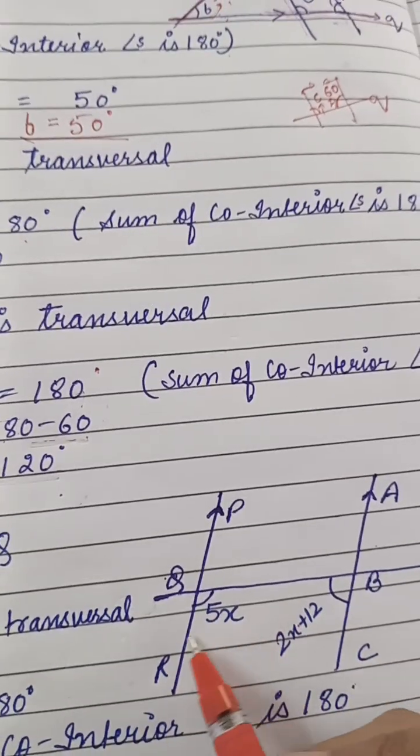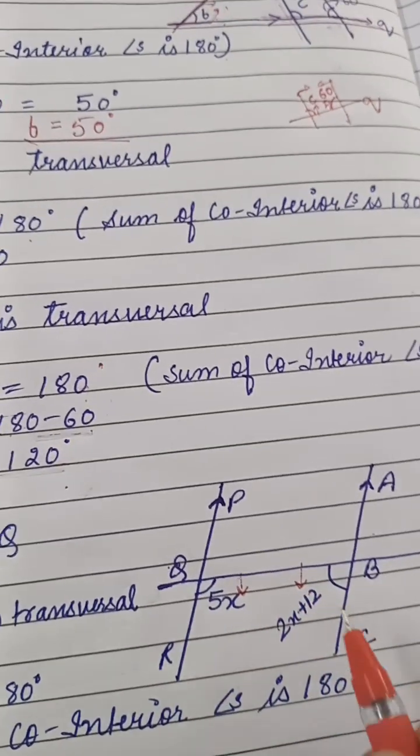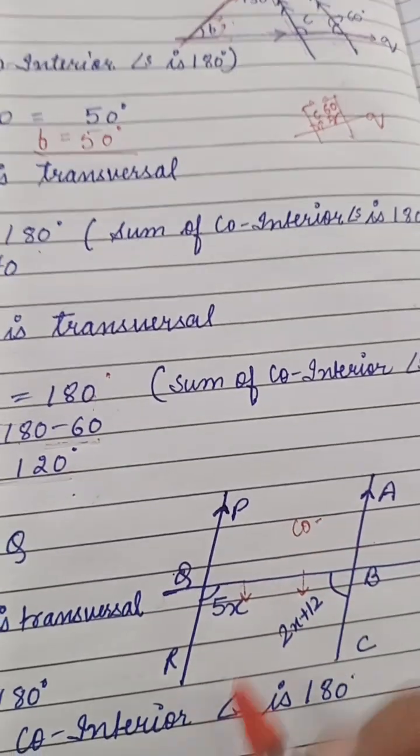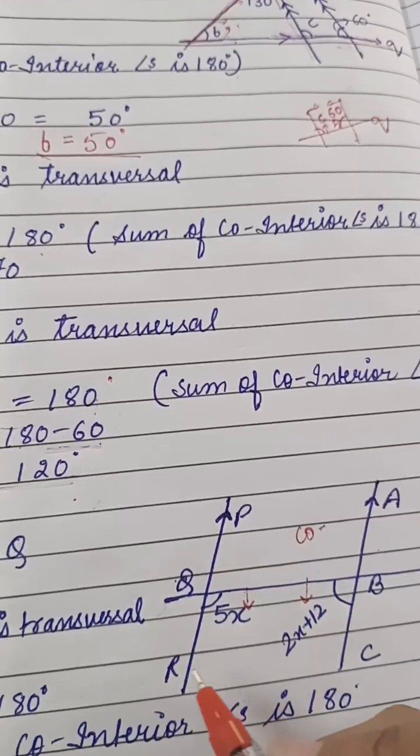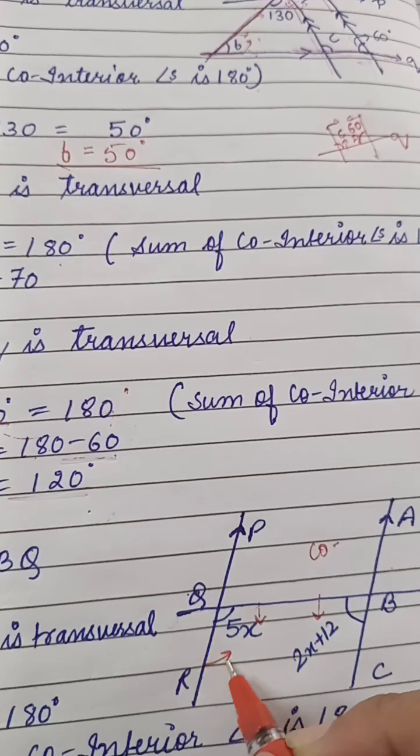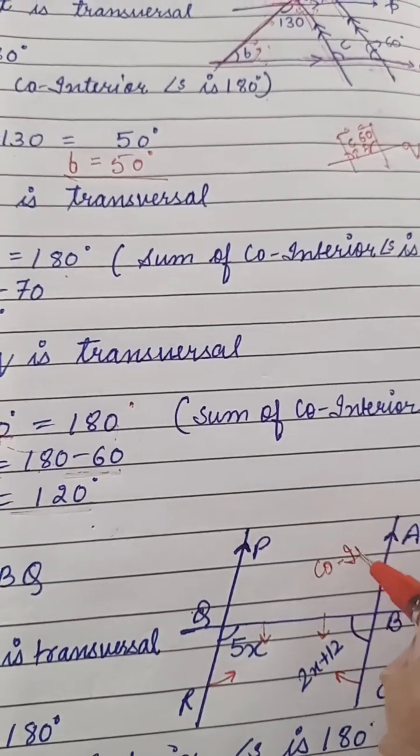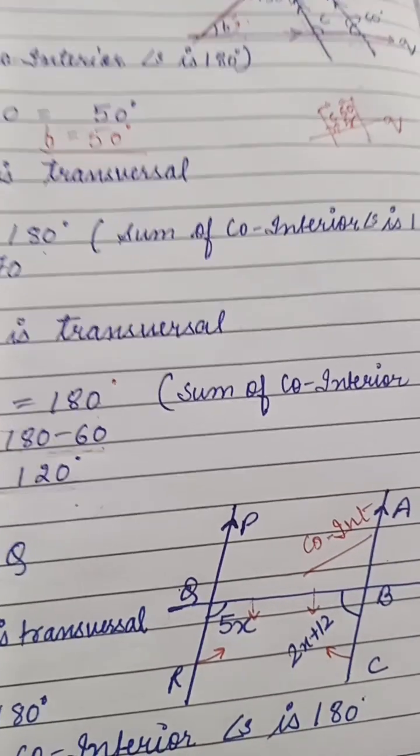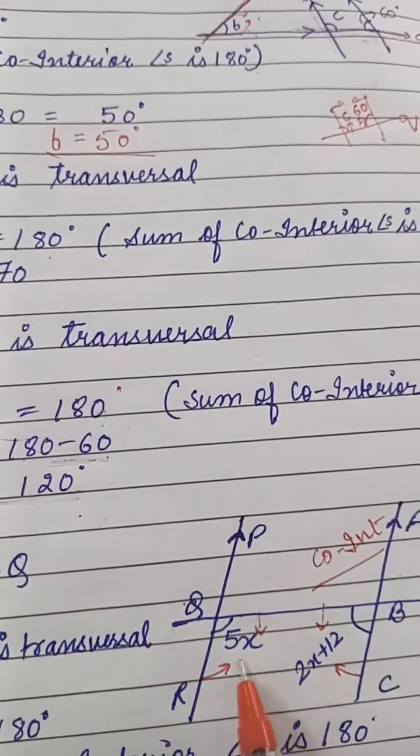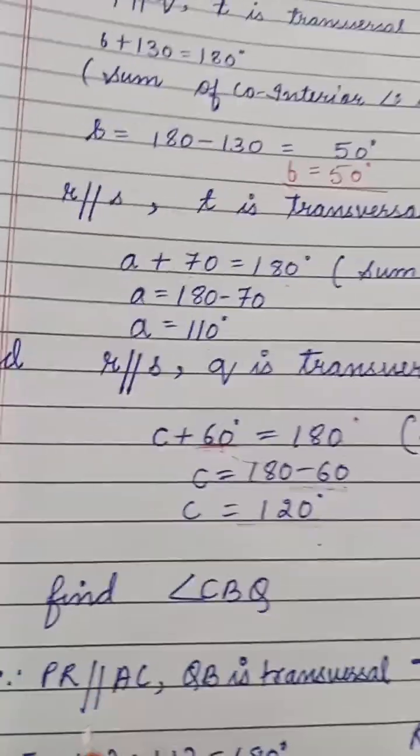Again, we will check the angles. They are on the same side of the transversal. Same side means co. And we will check whether they are in the interior of the parallel lines or not. Check this. Yes or no? They are in the interior. So they are forming co-interior angles. Again, we know the sum of co-interior angles is 180 degrees.